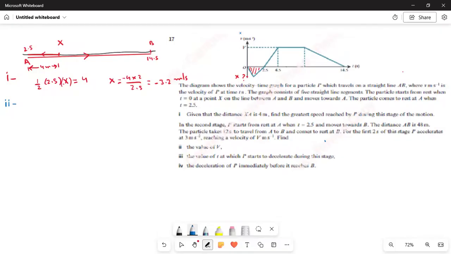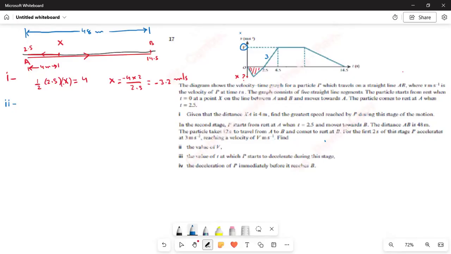The distance AB is 48 meters. So the distance between A and B is 48 meters. This is the needed piece of information. The particle takes 12 seconds to travel from A to B and comes to rest at B. For the first 2 seconds of this stage, P accelerates at 3 meters per second squared, reaching a velocity of v meters per second. Find the value of v. Now we need to find the value of this v.